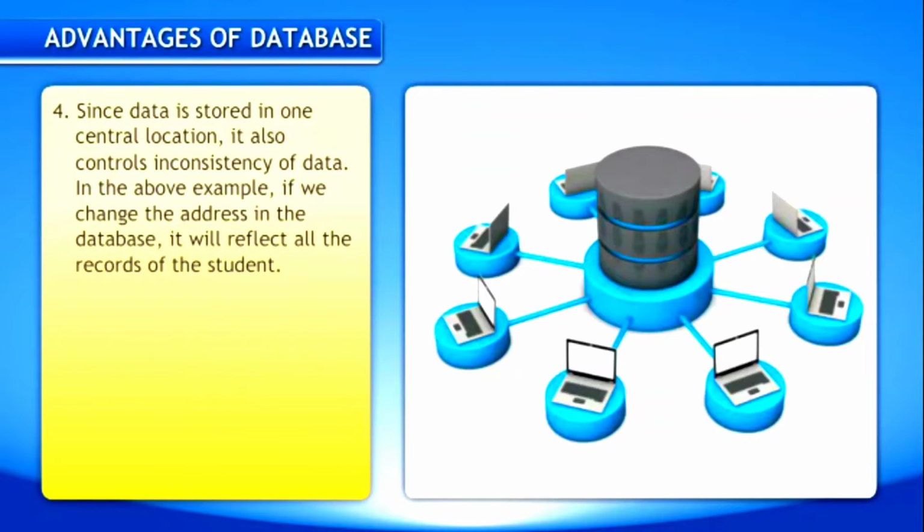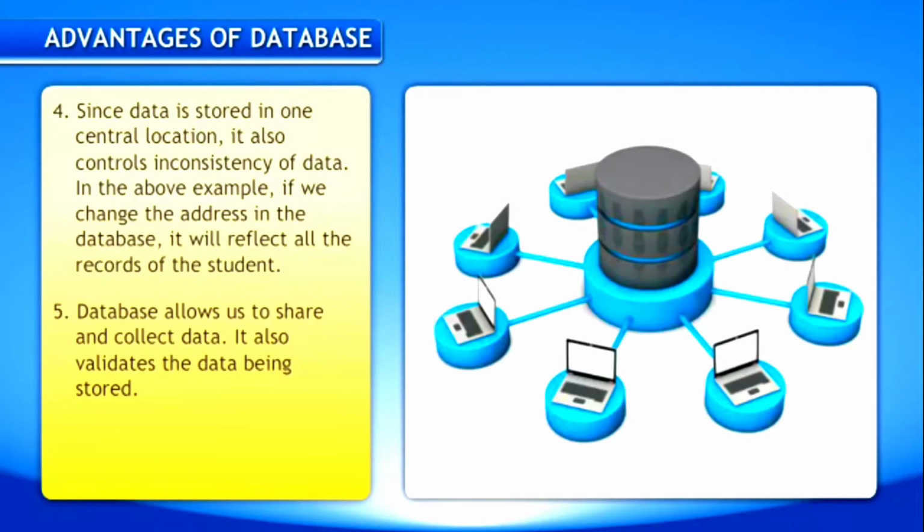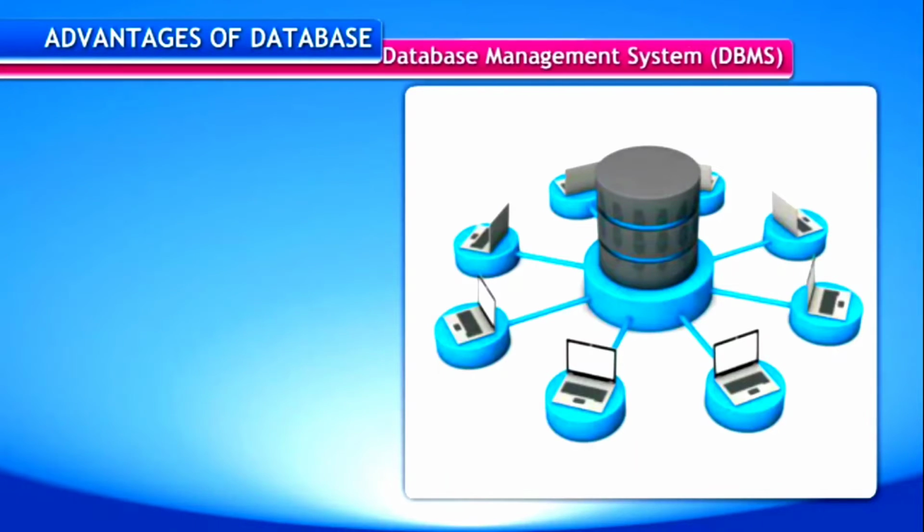4. Since data is stored in one central location, it also controls inconsistency of data. In the above example, if we change the address in the database, it will reflect all the records of the student. 5. Database allows us to share and collect data. It also validates the data being stored. 6. Database maintains standard data security and integrity.